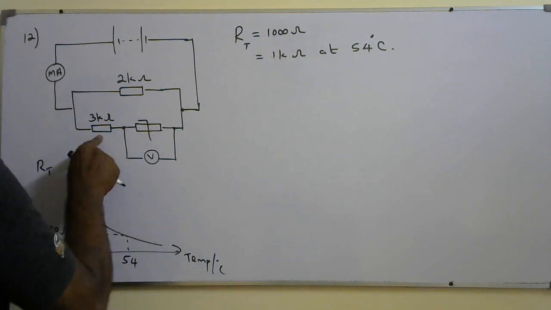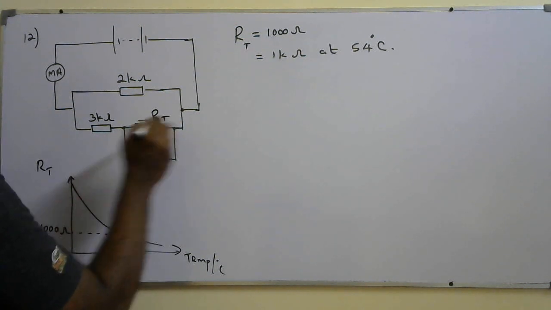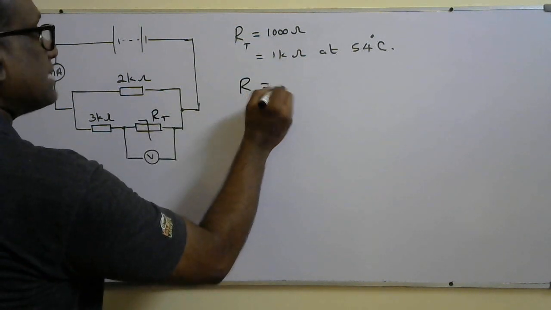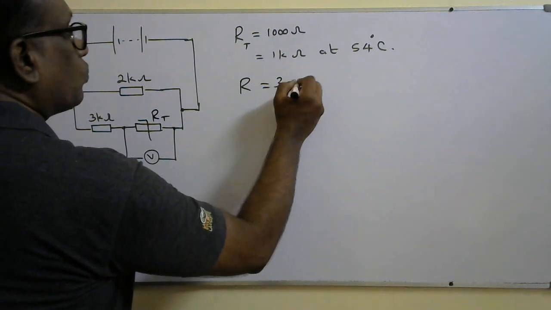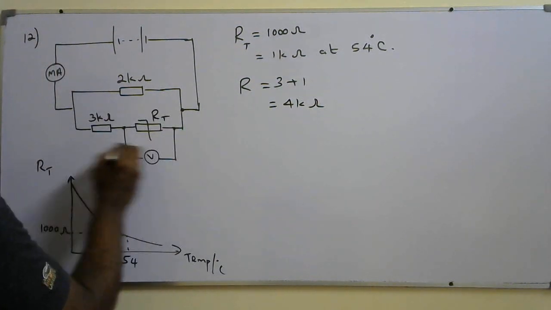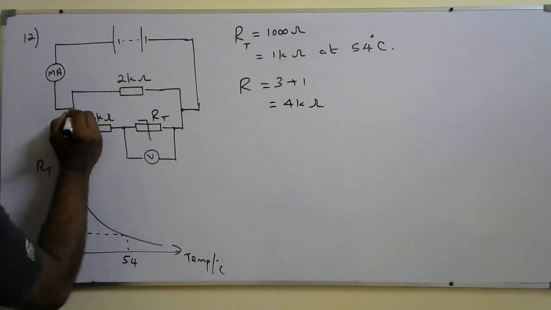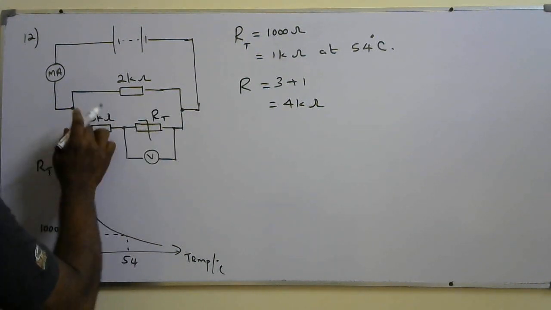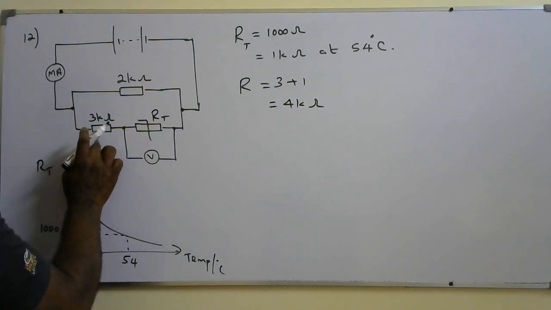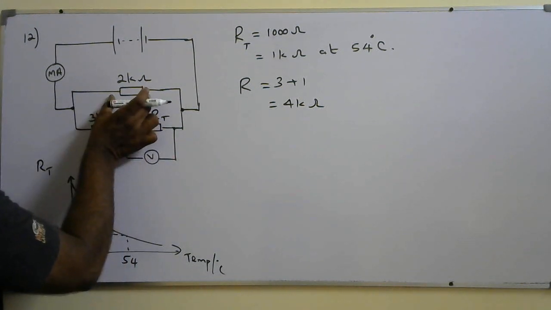So the 3 kilo ohm resistor and the thermistor are in series. Their total resistance, I can say R, is equal to 3 plus 1, 4 kilo ohm. This equivalent resistance is in parallel with the 2 kilo ohm resistor. You know there are two junctions. So the equivalent of 3 kilo ohm and the thermistor is in parallel with 2 kilo ohms.